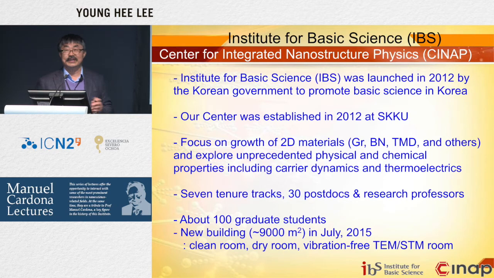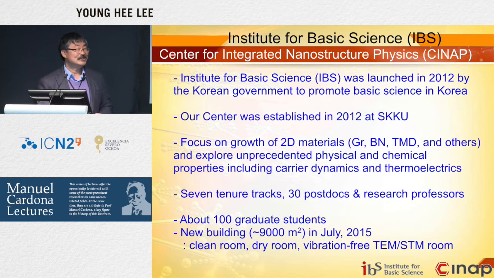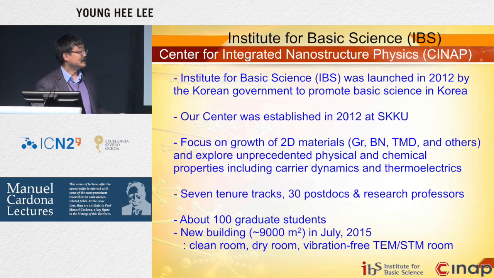IBS is very similar to the Max Planck Institute. We have a headquarters, but the centers are spread across universities, and we are one of them, located at SKKU. We are working on 2D materials, including graphene, boron nitride, transition metal dichalcogenides, and many other 2D materials. We work on anything we like, but focus on spin dynamics and thermoelectrics. At the moment, we have 7 tenure-track faculty and about 30 postdocs, and more than 100 PhD students. We also have our own new building of 9,000 square meters, which includes a clean room, dry room, and vibration-free STM and TEM rooms.